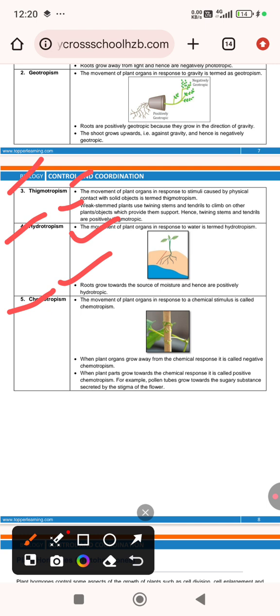Chemotropism. The movement of a plant organ in response to a chemical stimulus is called chemotropism. When plant organs grow away from the chemical, the response is called negative chemotropism. When a plant part grows towards the chemical, the response is called positive chemotropism. For example, the pollen tube grows towards the sugary substance secreted by the stigma of the flower.